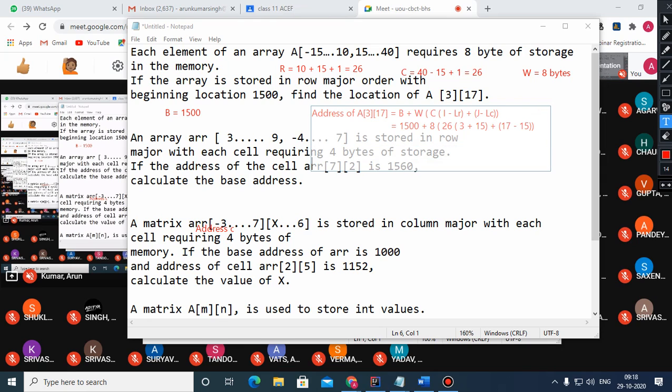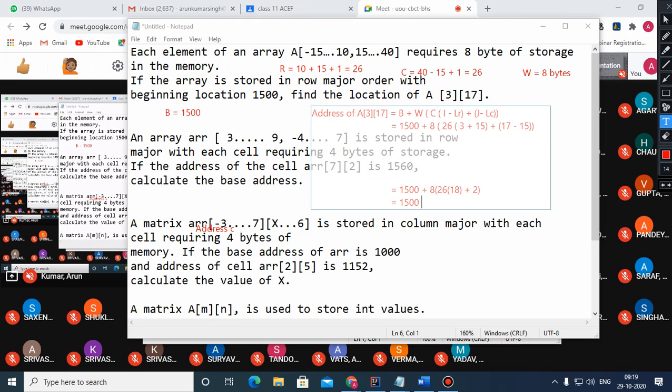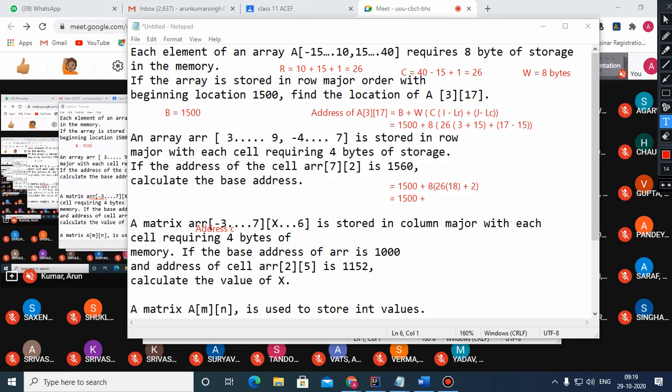And further here you can write it as 1500 plus 8 times 26 times 18 plus 2. So now children, if you solve this, you will get the answer. So please solve this. Five two six zero.